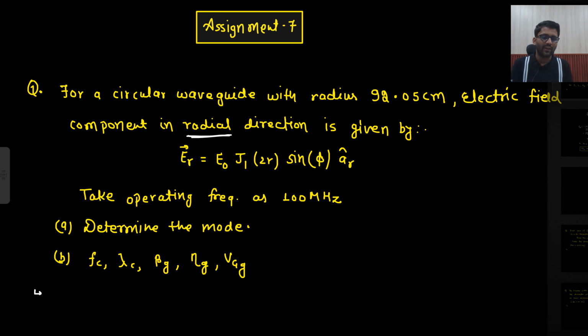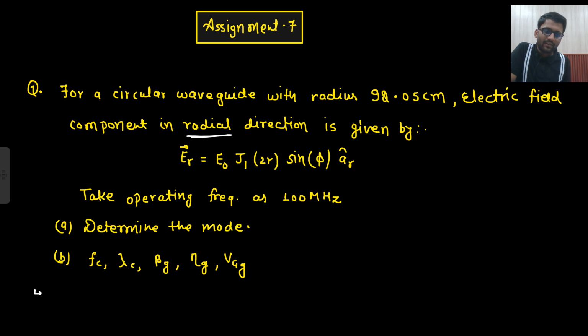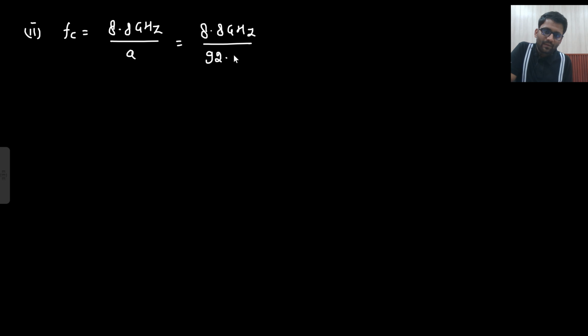Now mode is clear. What do you need to find now? Fc. So what is the value of Fc? Fc is 8.8 gigahertz divided by A, in centimeter. A in centimeter is 92.05. So what is the answer you are getting? 8.8 gigahertz divided by 92.05, so 95.6 megahertz. This is the Fc value you are getting.